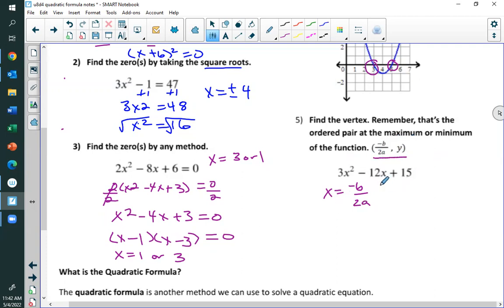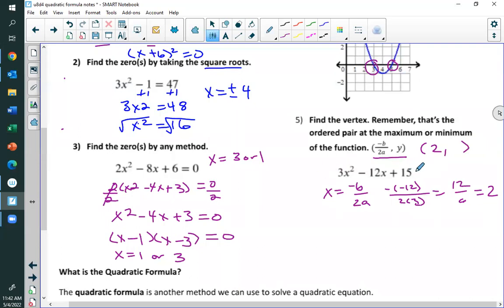Okay, so I'm just going to put in negative b. So that's negative of negative 12 over 2a. That's 2 times 3. Okay, so x equals positive 12 over 6, which is 2. I just figured out the x value is 2, and now I need y, right?